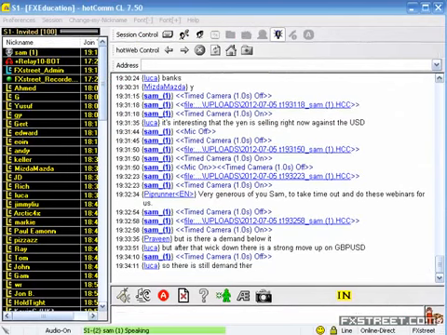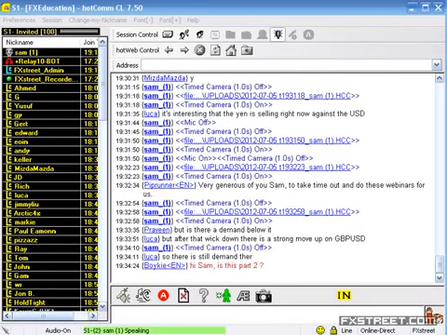Had some good levels up here that we just haven't been able to get to. It looks like we'll probably be able to get there at this point. Right here, let's grab this chart.